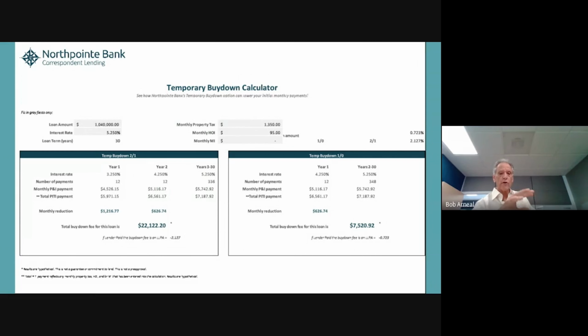A temporary buy down, the situation with a temporary buy down is that the seller is still potentially paying the money to buy down the rate, but not for 30 years. They're buying it down for a specific period of time. In this first example, what you can see, it's called a 2-1 buy down.